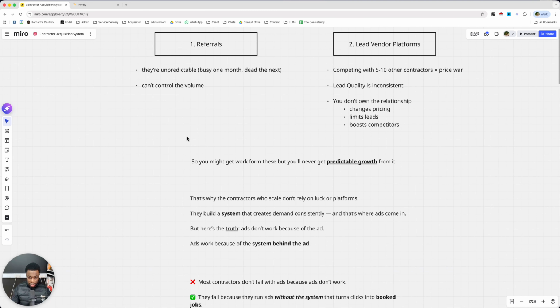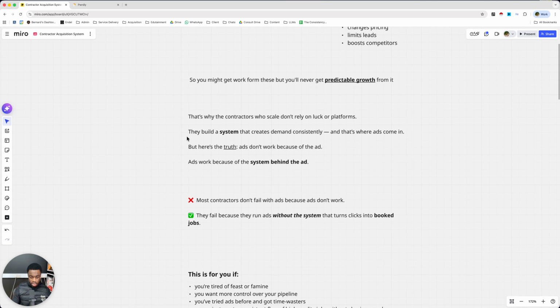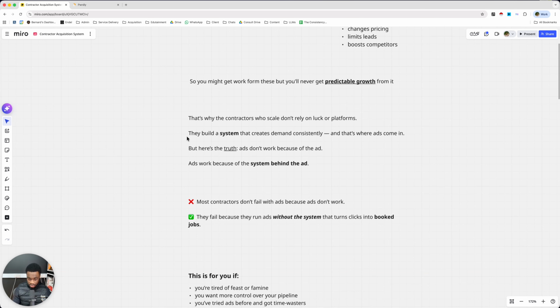And that's why contractors who scale don't rely on luck or platforms. They build a system that creates demand consistently, and that's where ads come in. But here's the truth: ads don't work because of the ad, ads work because of the systems behind the ad. So just to highlight, most contractors don't fail with ads because ads don't work. They fail because they run ads without the system that turns clicks into booked jobs.